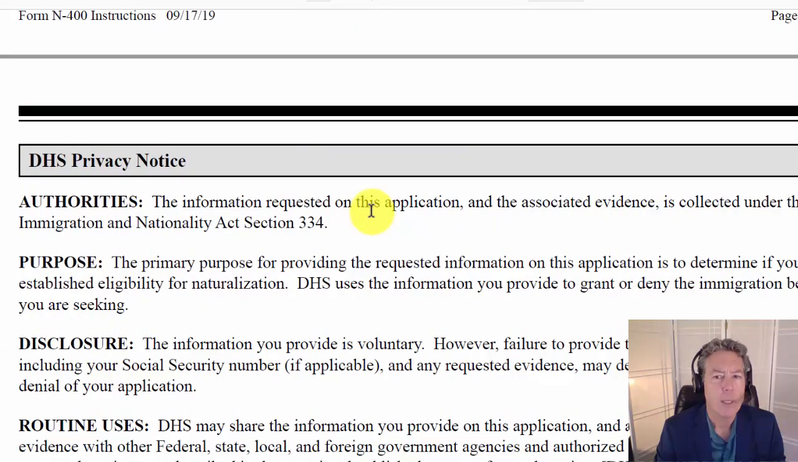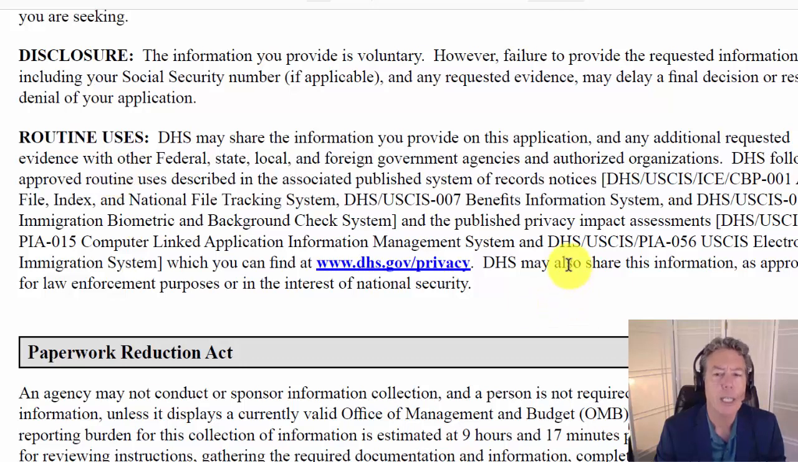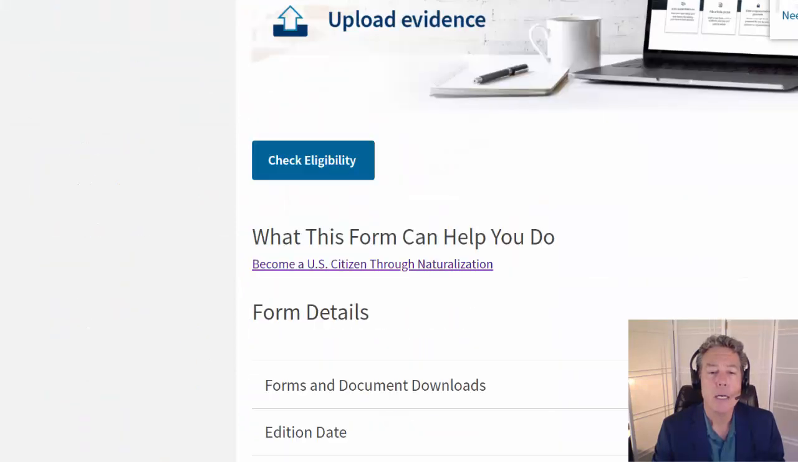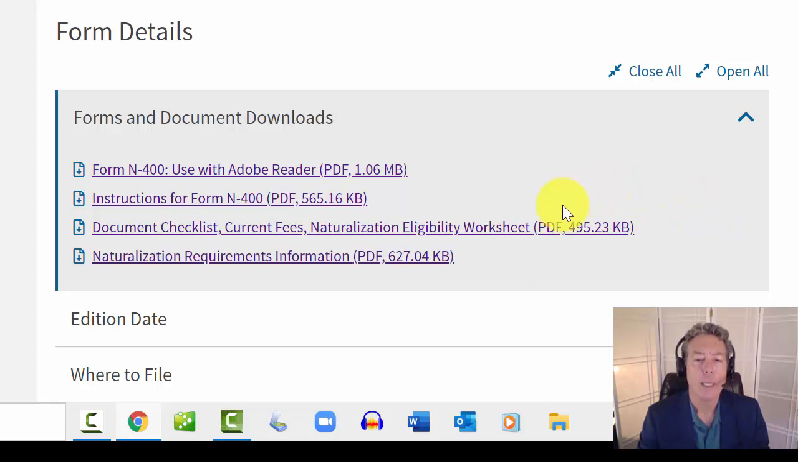And yes, it is privacy. So they're saying that we're going to be giving them to other agencies, but basically no one else. You can only get the information through a FOIA. And down here, you're going to grab your form, right? We've looked at the document checklist. We've looked at the instructions.